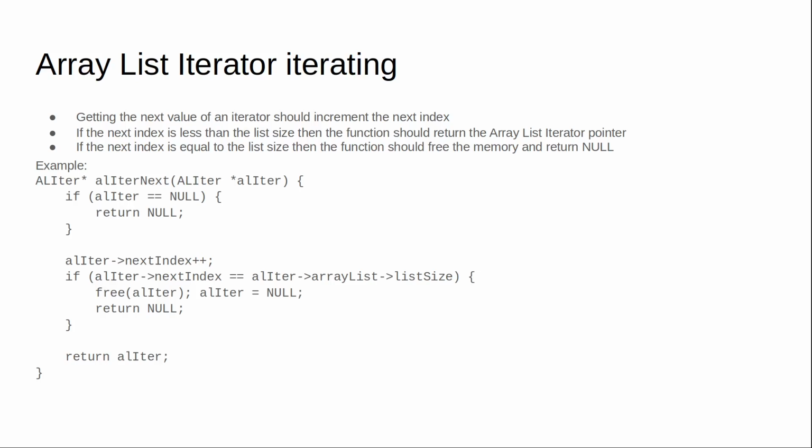If we had tried to access the array at that index, it would be either garbage or potentially a segmentation fault. It would potentially crash the program. Hopefully, if we'd done this right, it wouldn't, but it could. So when we reach that state, we know that we're already at the end, so we're going to free the array list iterator that was passed in, set our pointer to null, and return null. Assuming that's not the case, assuming that we're still within the bounds of the list size, just return the pointer that was passed in. And we're good again.